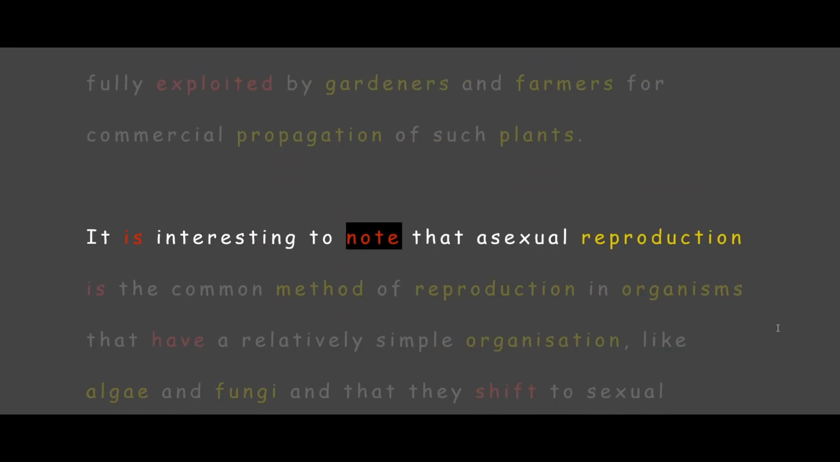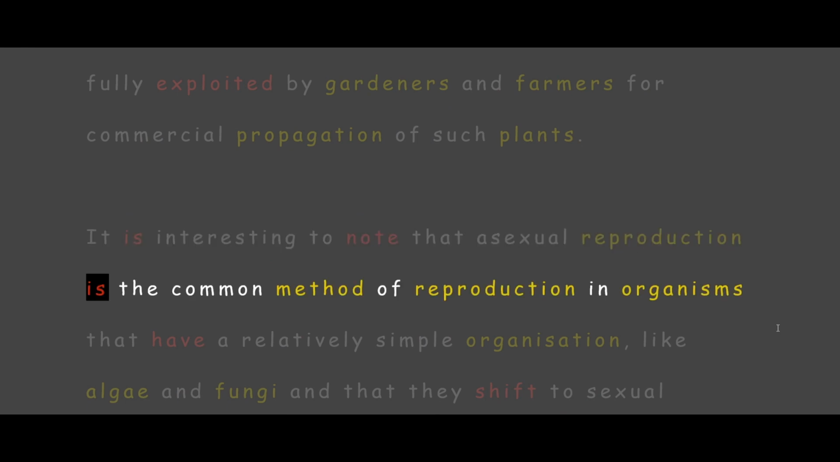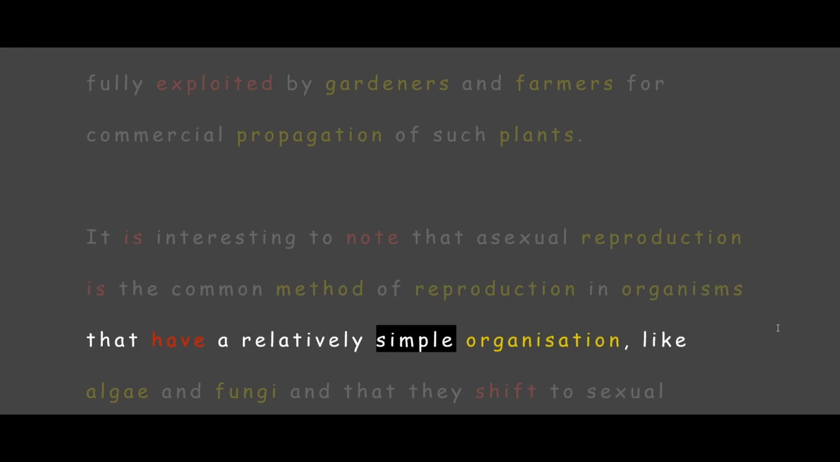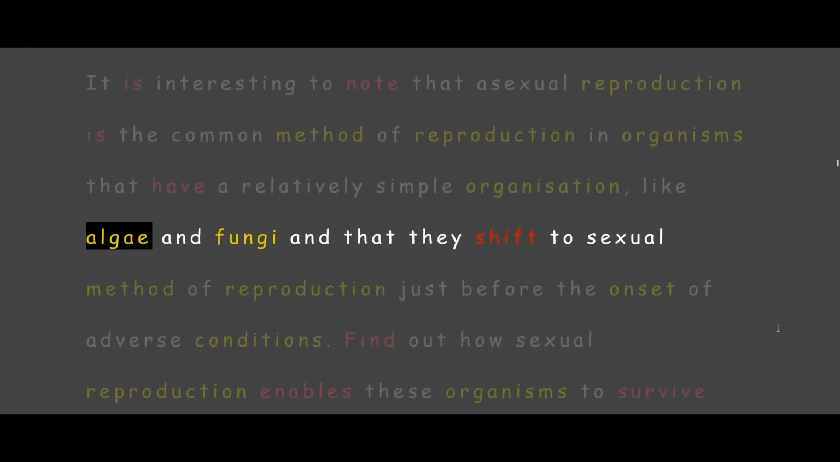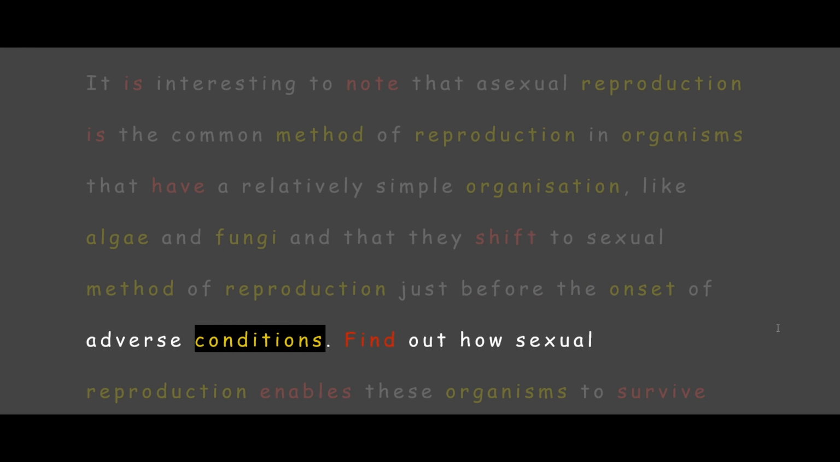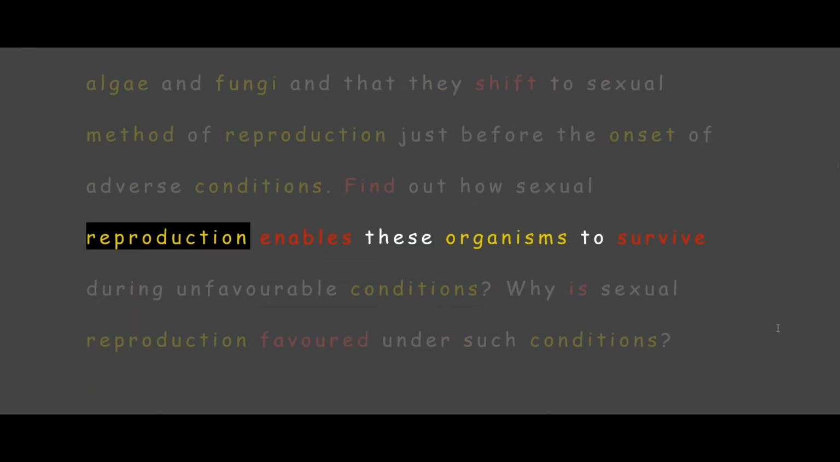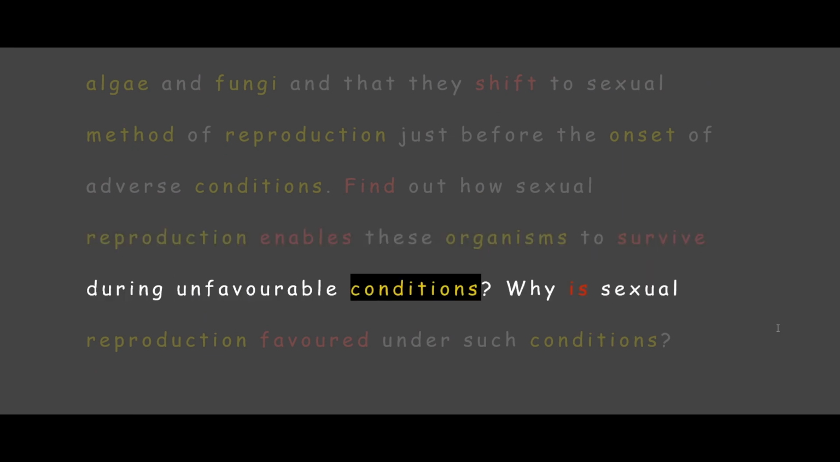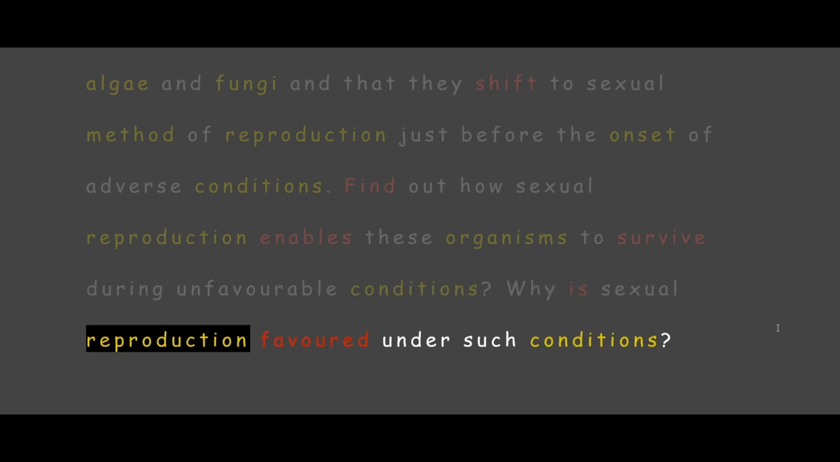It is interesting to note that asexual reproduction is the common method of reproduction in organisms that have a relatively simple organization, like algae and fungi, and that they shift to sexual method of reproduction just before the onset of adverse conditions. Find out how sexual reproduction enables these organisms to survive during unfavorable conditions. Why is sexual reproduction favored under such conditions?